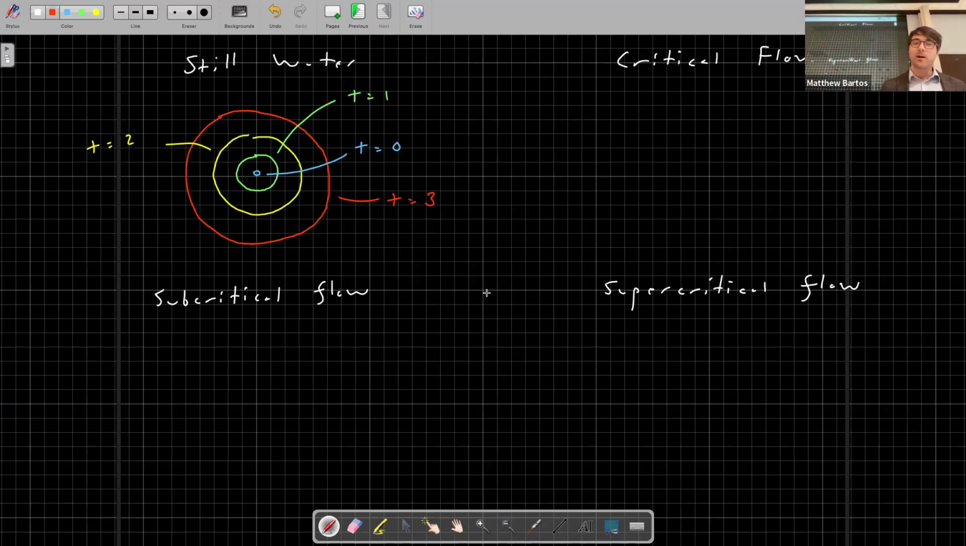Let's say we throw a pebble into water that is moving with some velocity u, and that water is traveling at critical flow conditions. So let's think about what the pattern of waves will look like. We throw in a pebble at time t equals 0, we'll get a ripple like this. For critical flow conditions, the velocity of the water is exactly the same as the speed of the wave.